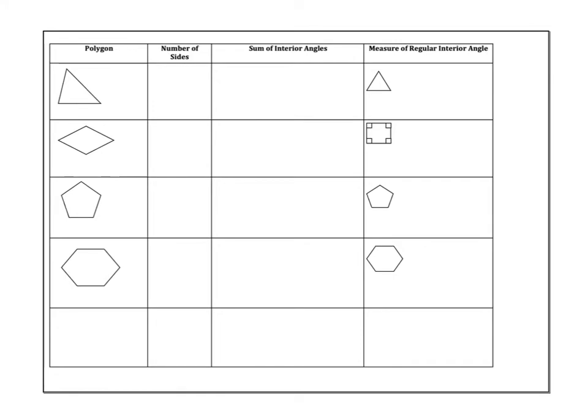So the first figure that we see here is a triangle, and this triangle has 3 sides. The sum of the interior angles, in other words, if I add up this angle and this angle and this angle, they will add up to 180 degrees. So think of it as 1 times 180, which is 180.